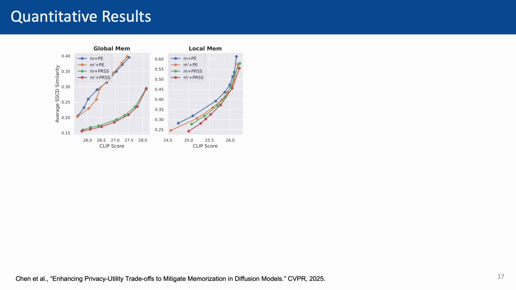Notably, in the global memorization case, PRSS delivers large improvements over PE. For example, moving from the blue line to the green line, or from the yellow line to the red line, shows how much more effective PRSS is. For local memorization, the margin of improvements is smaller but still significant.